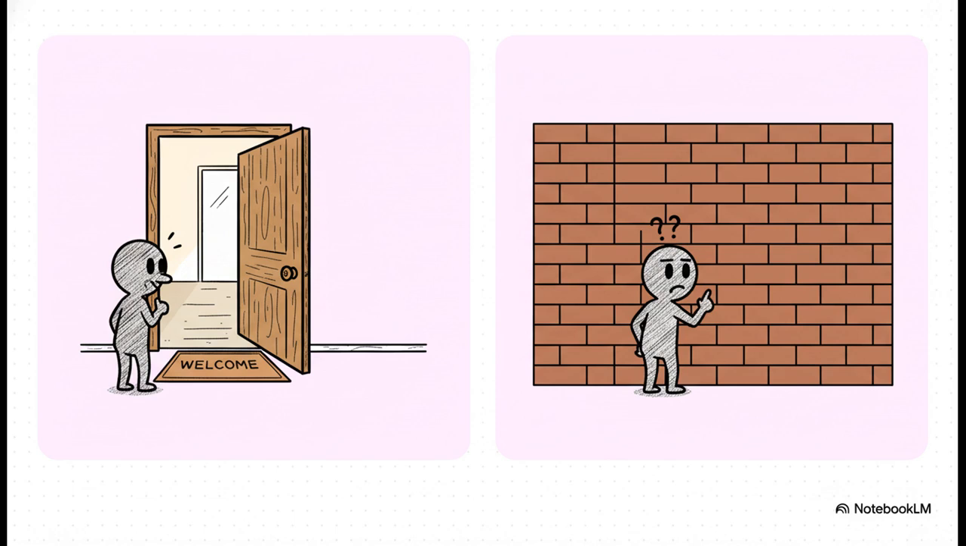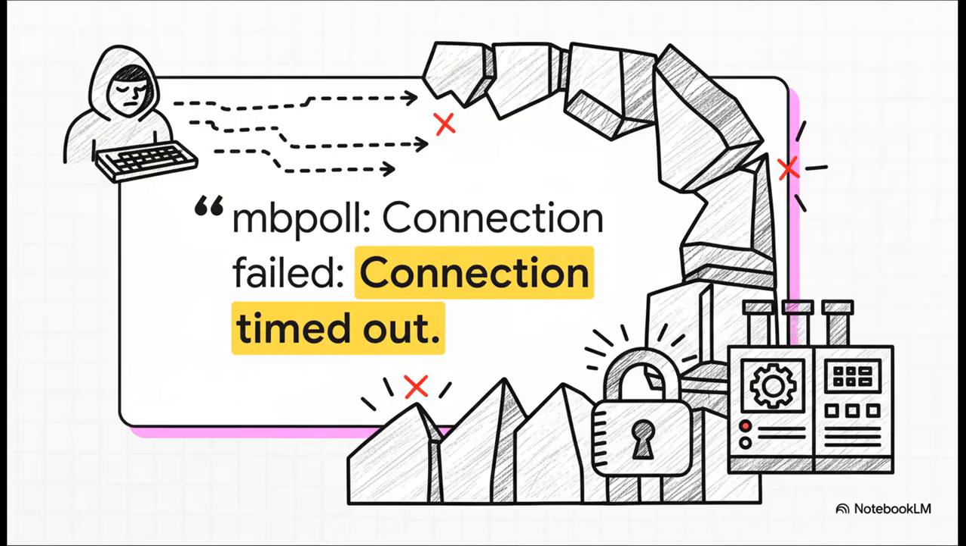Now, filtered is even better than closed. It means the firewall isn't even bothering to respond. For all the attacker knows, there's nothing there at all. The door hasn't just been locked, it's completely vanished. So what about their Python script? What happens when they try to read or write data now? Well, they get this message, connection timed out.